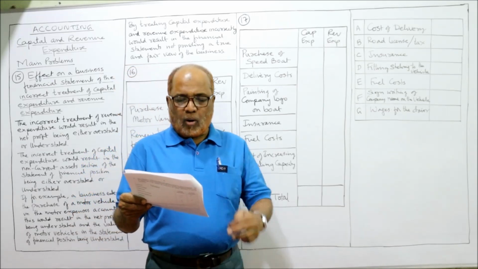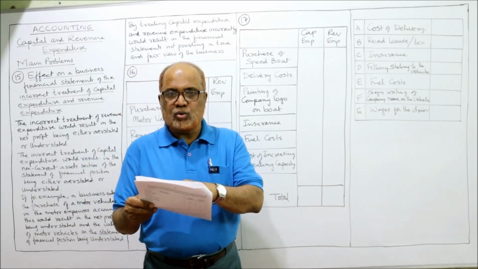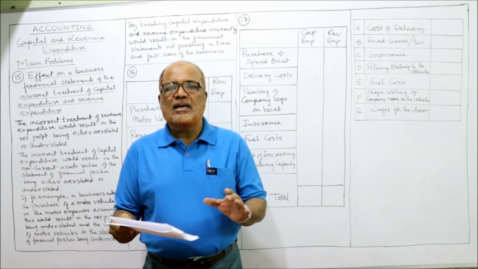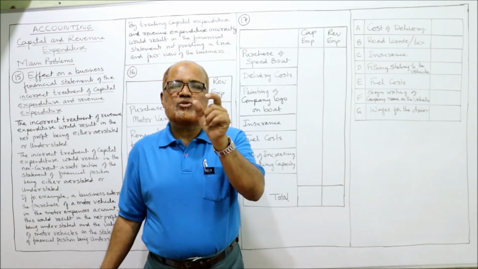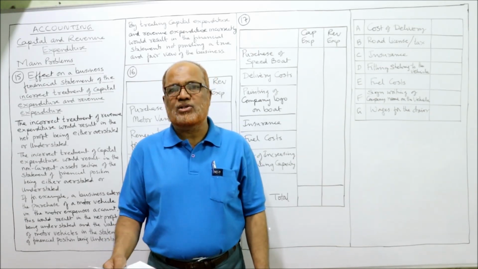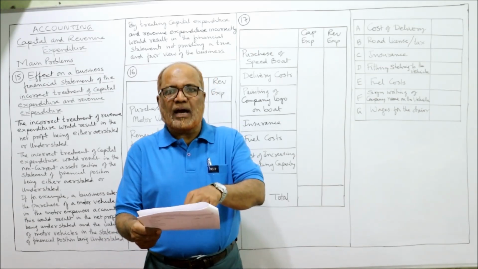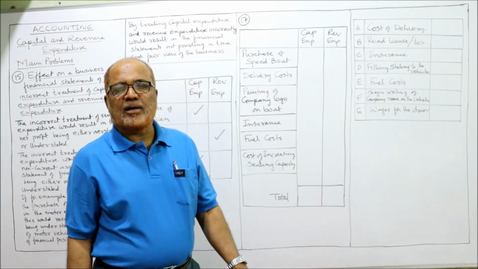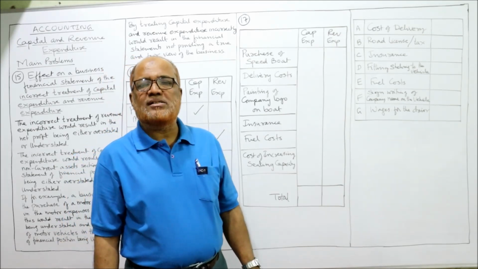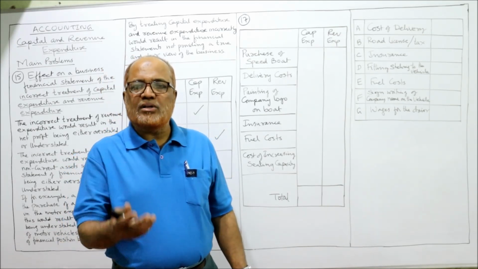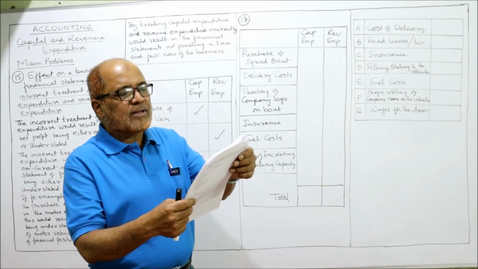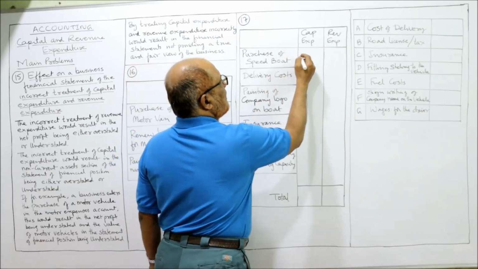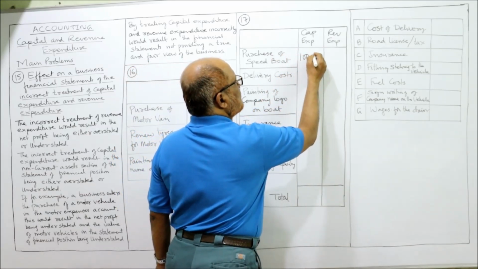One table is given. All the items are given. Two columns are given, capital expenditure and revenue expenditure, and total. It is asking you to find out the total capital expenditure and total revenue expenditure, right? By taking the amounts which are specified. Now first one, purchase of speedboat. Purchase of speedboat is a capital expenditure because it's a non-current asset. So how much is the purchase cost of speedboat? 1 lakh or 100,000. So capital expenditure I am taking 100,000.